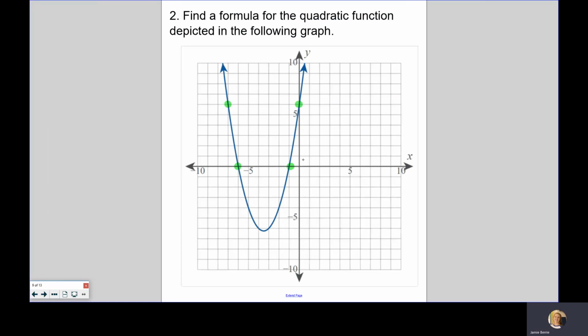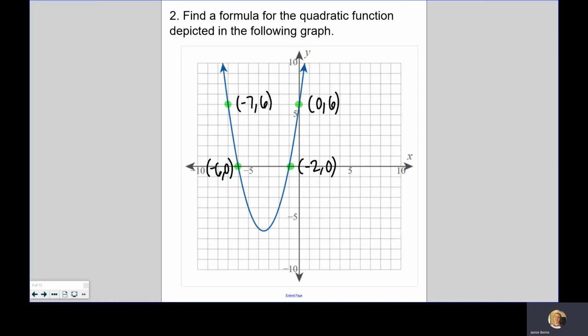So let's see, that would be -2, 0. This would be -6, 0. And then this is the point 0, 6. This would be -7, 6. Okay.